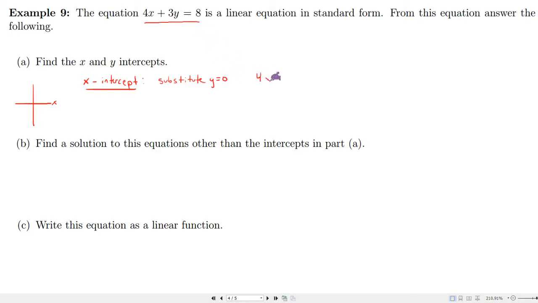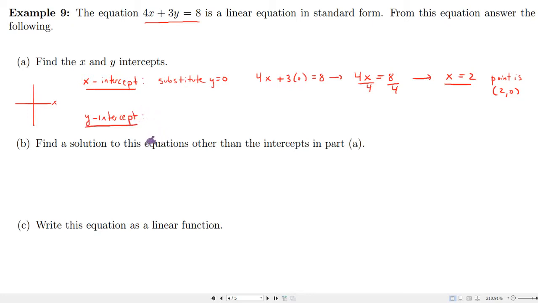We'd get 4x plus 3 times 0 equals 8. So that tells us 4x is equal to 8. And then if we divide both sides by 4, this would simplify to what? x equals 2. So that's the x coordinate. So the x-intercept is the point 2, 0.